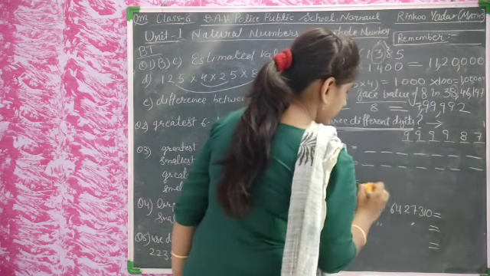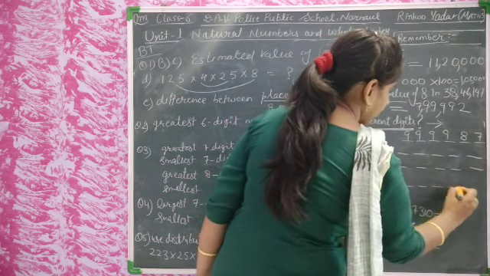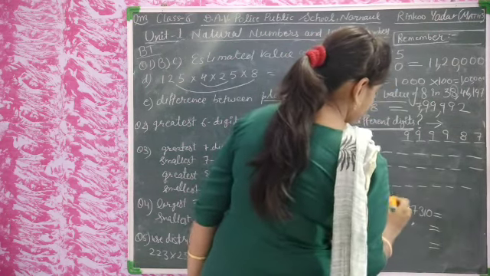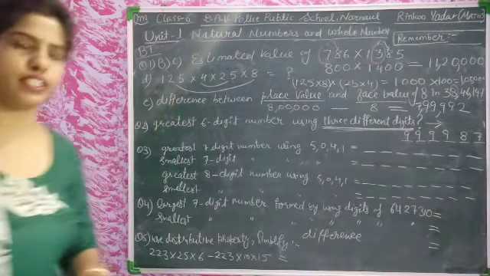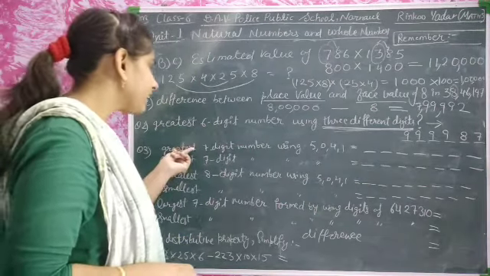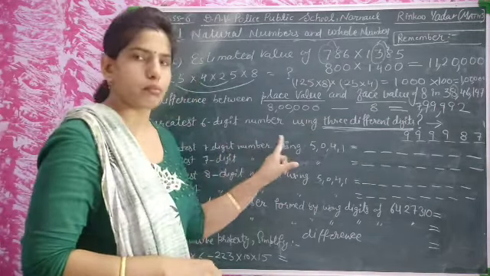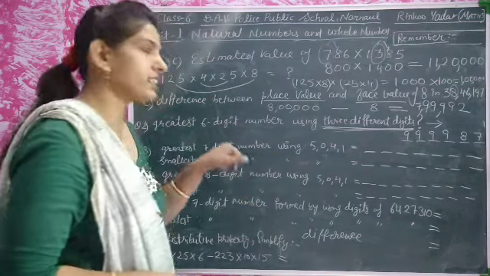But here are 8-digit numbers: 1, 2, 3, 4, 5, 6, 7, 8. These are the 8-digit numbers, but these are the 7-digit numbers. And now, the greatest 7-digit number. Here are the digits, so the greatest 7-digit number.